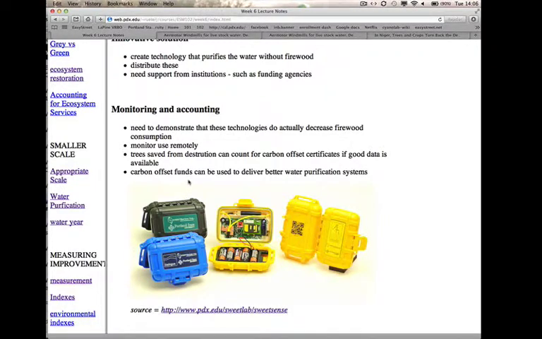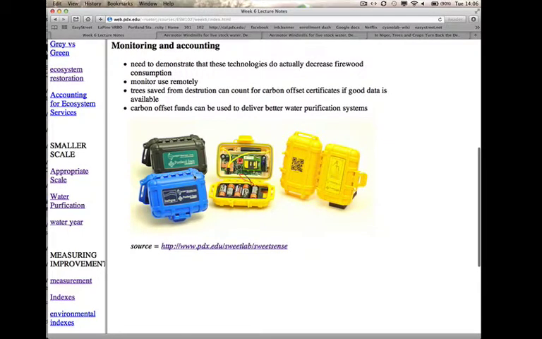So instead of burning trees, they use these filters, and that allows them to get some funding from carbon offset people who want to offset their carbon excesses and help fund this project. So this is a very innovative way to get money to help purify water and at the same time help the environment by reducing deforestation.